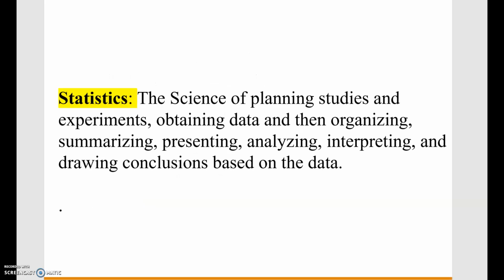So statistics. Technically, statistics is not a math class. What it actually is, technically, is science and the proper way of conducting studies. So the basic definition is the science of planning studies, the proper way of doing any sort of data collection process, where the main idea is that we get to draw conclusions based on the data. So you're looking at somehow collecting data, doing it properly, and then making predictions.